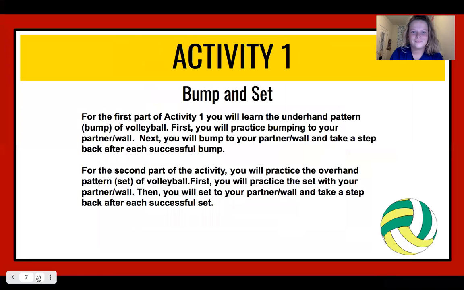Okay, so now we're going to get into activity 1, which was called the bump and the set. So for the first part of activity 1, you will learn the underhand pattern known as the bump of volleyball. First, you will practice bumping to your partner or a wall if you don't have a partner. And then you will practice bumping back and forth, seeing how many times you can keep it up into the air. Also working on distance if it is a little too easy for you.